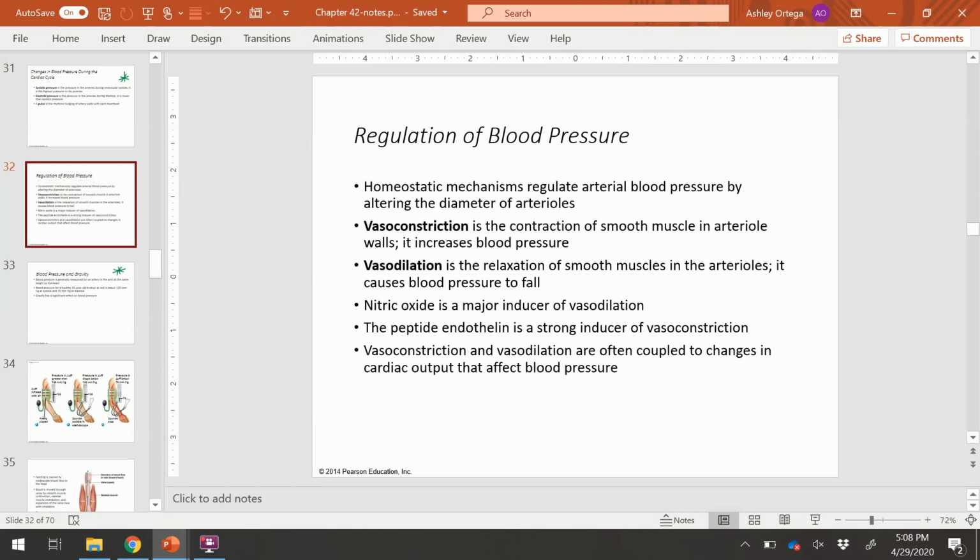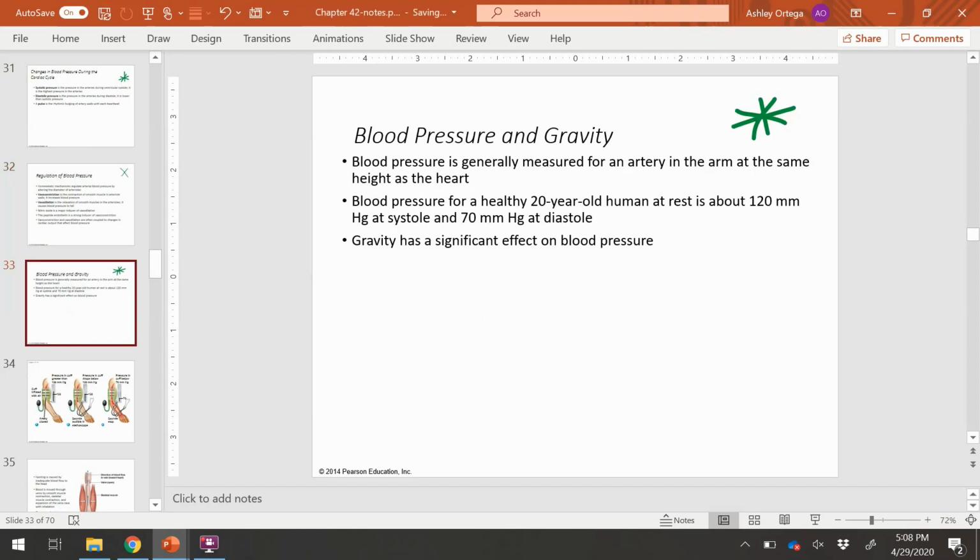pressure to fall. And so there are some natural vasodilators and vasoconstrictors that you can see here, but these aren't anything to memorize. What we will want to focus on is the blood pressure and gravity. So blood pressure and measuring blood pressure is usually done in the arm at the same height as the heart.